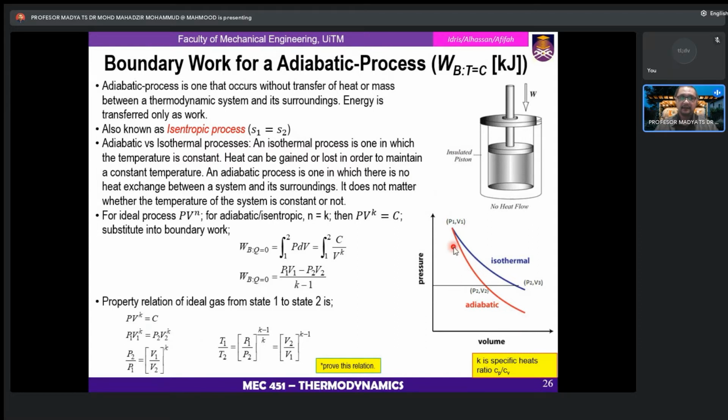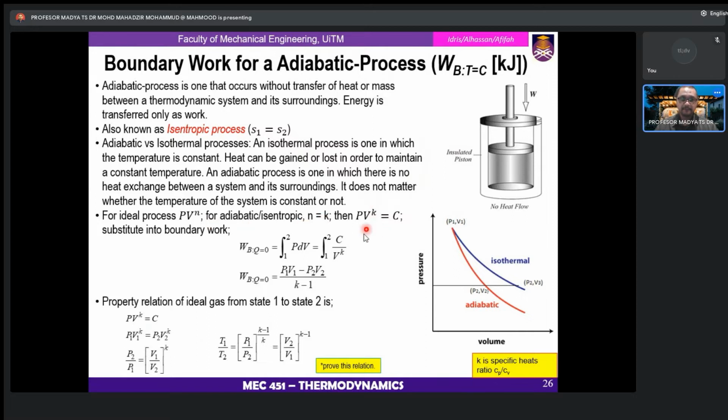If you look at adiabatic versus isothermal process, the isothermal process is one in which the temperature is constant. That means heat can be gained or lost in order to maintain a constant temperature. But an adiabatic process is one in which there is no heat exchange between the system and its surroundings. Please remember this statement, this is thermodynamic knowledge. So for the adiabatic process, there is no heat exchange between the system and its surroundings, so it does not matter whether the temperature of the system is constant or not.